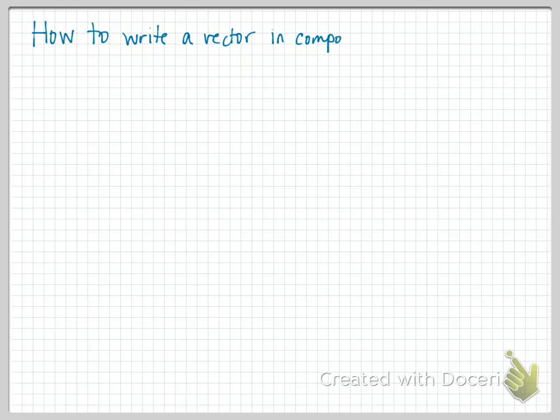In this video, I will explain how to write a vector in components. There are two different ways to write vectors in 2D, and you always need two pieces of information. You can either do components or magnitude and direction. So this video will talk about how to write a vector in components.